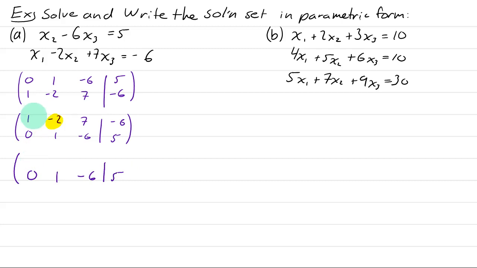So we're going to get 1 plus 2 times 0 is 1. Negative 2 plus 2 times 1 is 0. And 7 plus 2 times negative 6 gives you negative 5. Negative 6 plus 2 times 5 is positive 4. Alright, so now this is in reduced row echelon form. So this would be a good time to rewrite it as a sequence of equations using the regular old notation.